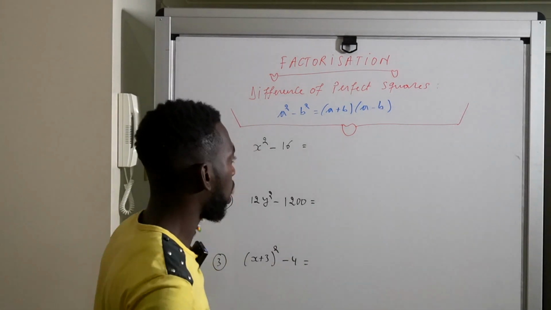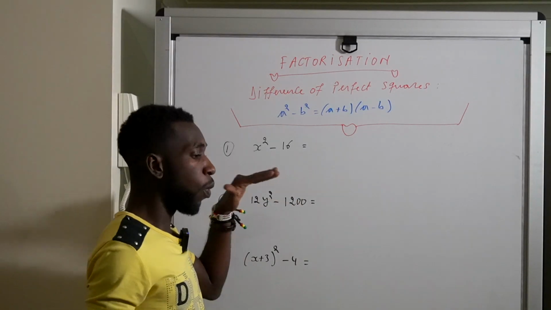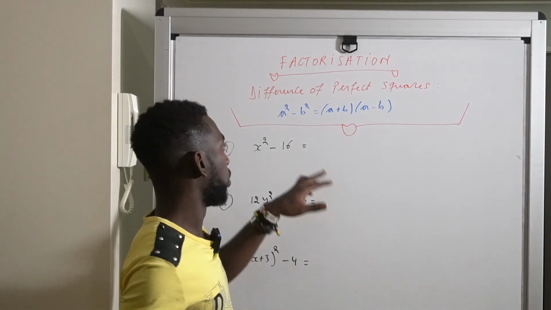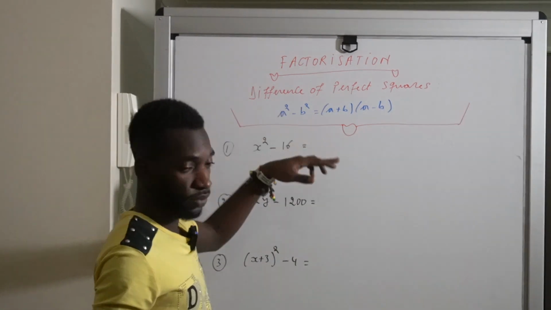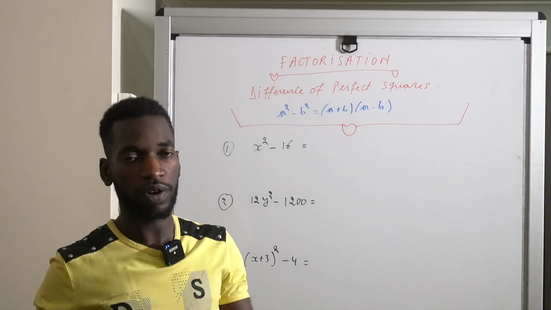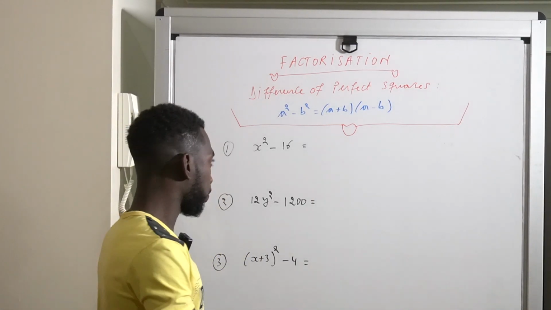Now, this is the hint. How do you approach this type of question? What you do first is this. First of all, identify your a and b. You can see in the formula we've got a and b. The first step is identify your a and b. Let's do that.